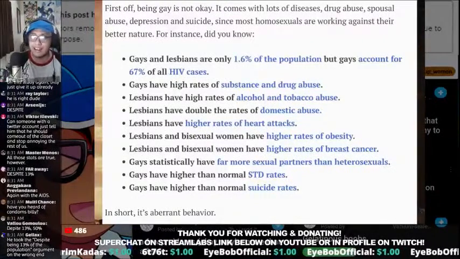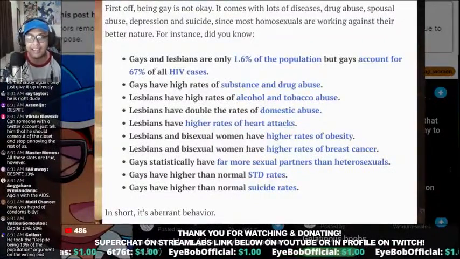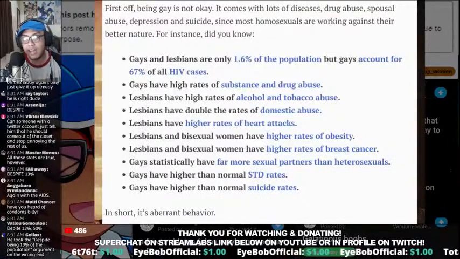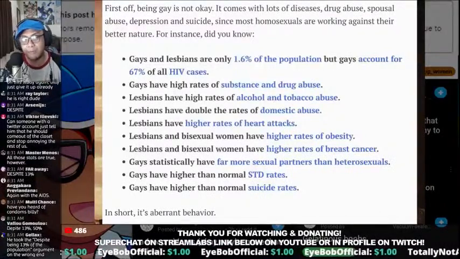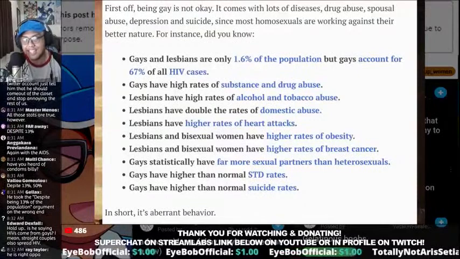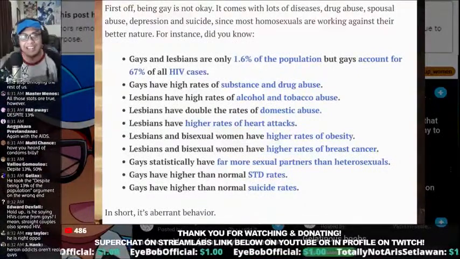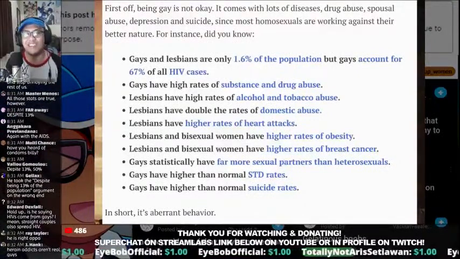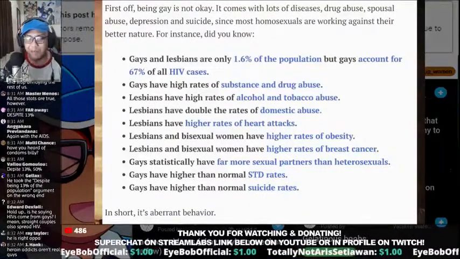Because what you're trying to say here, considering you said being gay is not okay, is that these people spread HIV, therefore it's not okay to be these people. Even though these people are these people because, well, this is what they are. That's their sexual orientation. They have no choice but to be those people.